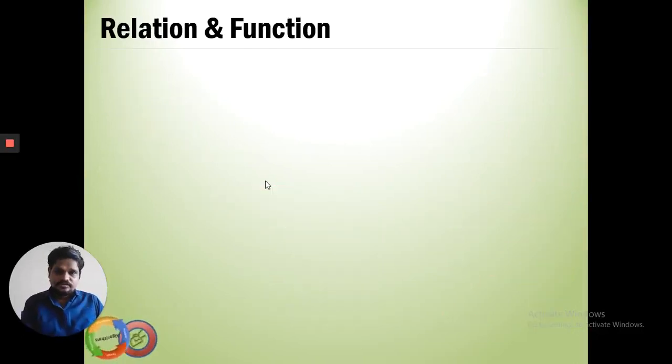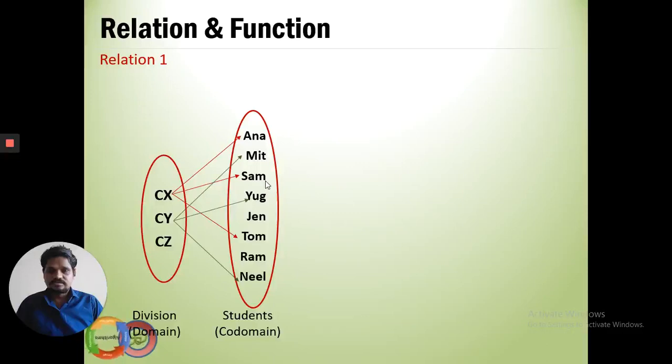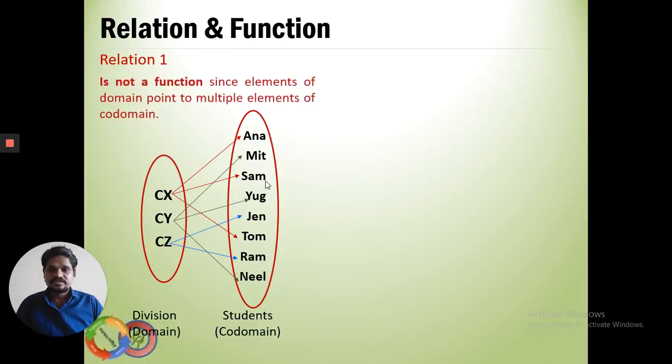Now, relation and function. So this is a division. We are taking the codomain and the domain. This is how the mapping is done. We are taking one example, another example, a third example. This is the relation. A relation is not a function when an element of the domain points to multiple elements of the codomain.